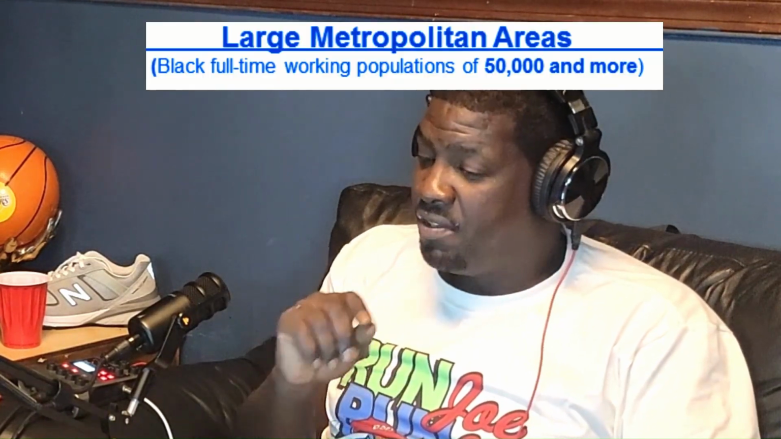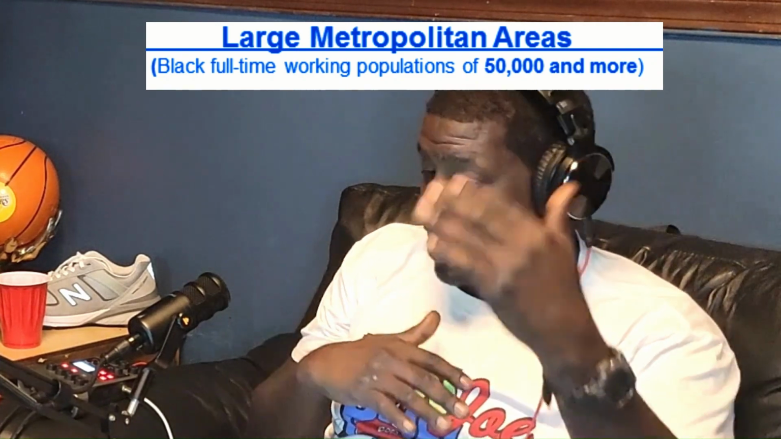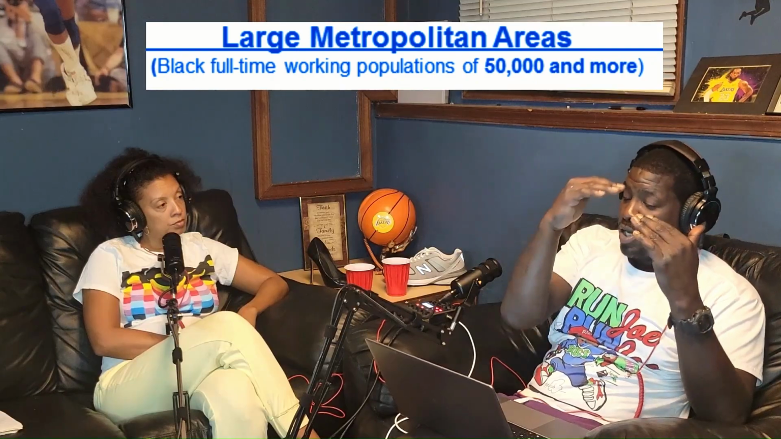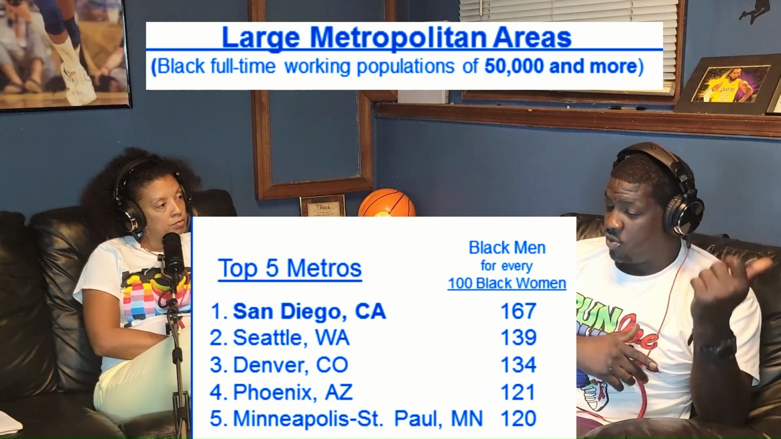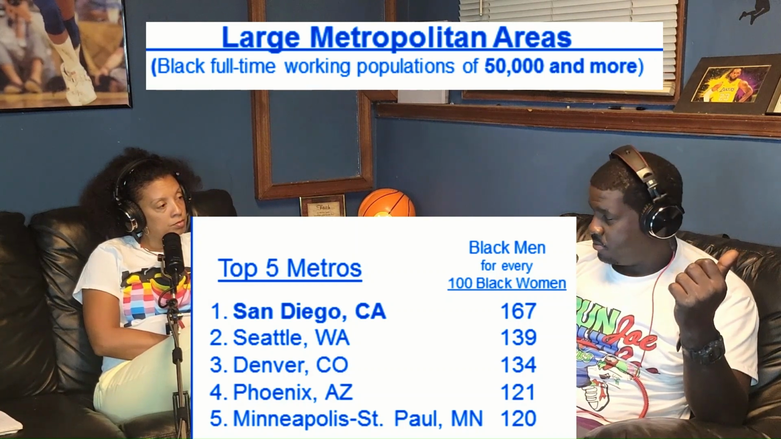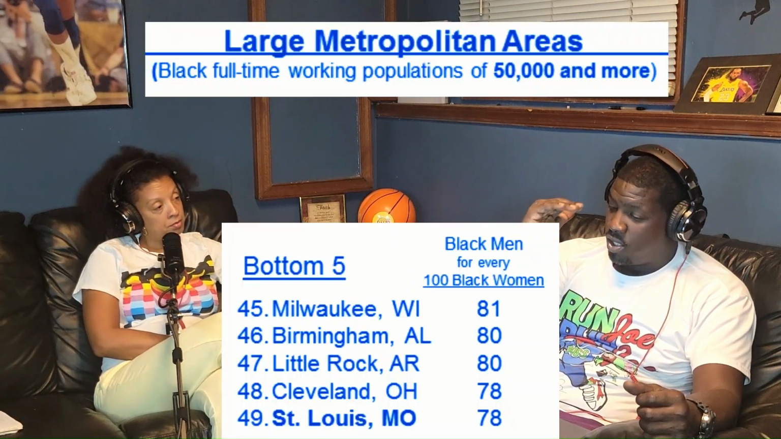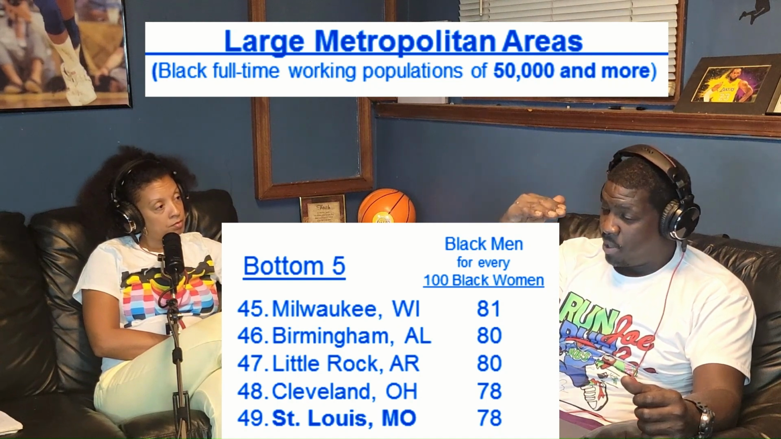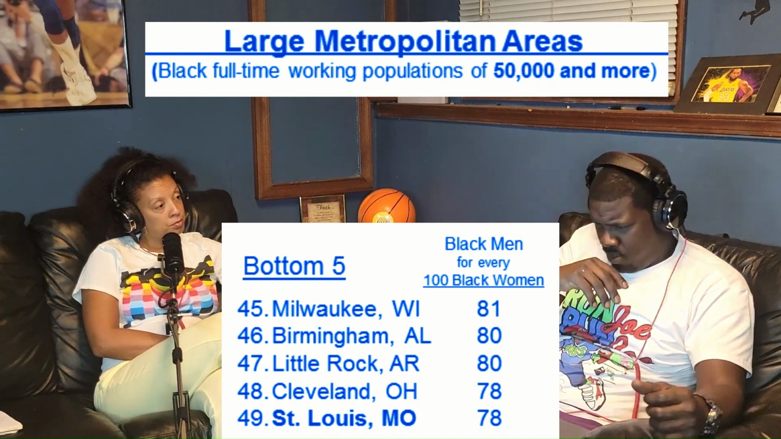I'm gonna read this. Black full-time working population of 50,000 or more. That's what I wanted to know, what's the population of that. It says black full-time working populations of 50,000 or more. So the top 5, like you said, this is the metros: San Diego, Seattle, Washington, Denver, Phoenix, and Minnesota. All right. So the bottom, you remember the bottom? I just got St. Louis at the bottom. St. Louis was the absolute bottom. Cleveland, Little Rock, Arkansas, Birmingham, Alabama, and then Milwaukee. Those are the bottom.